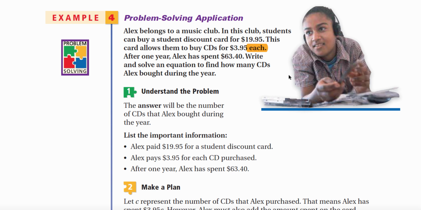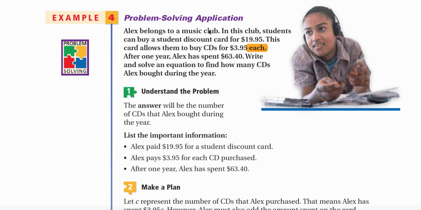Okay, let's go back and simply read the first sentence. Alex belongs to a music club. Well, good. But that doesn't tell me anything mathematically. That sentence is just the setup to the problem. It's to give the problem context, to give it some kind of situational meaning. But it doesn't tell me anything mathematically. So there's nothing in that sentence that's going to help me set up the equation.